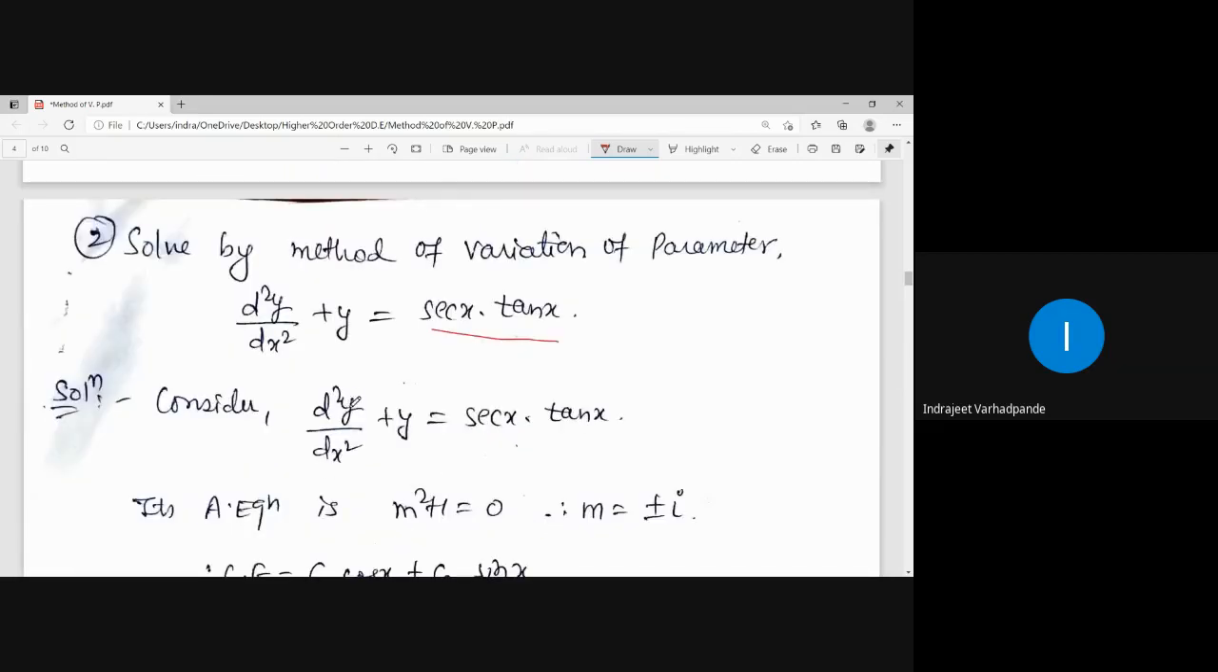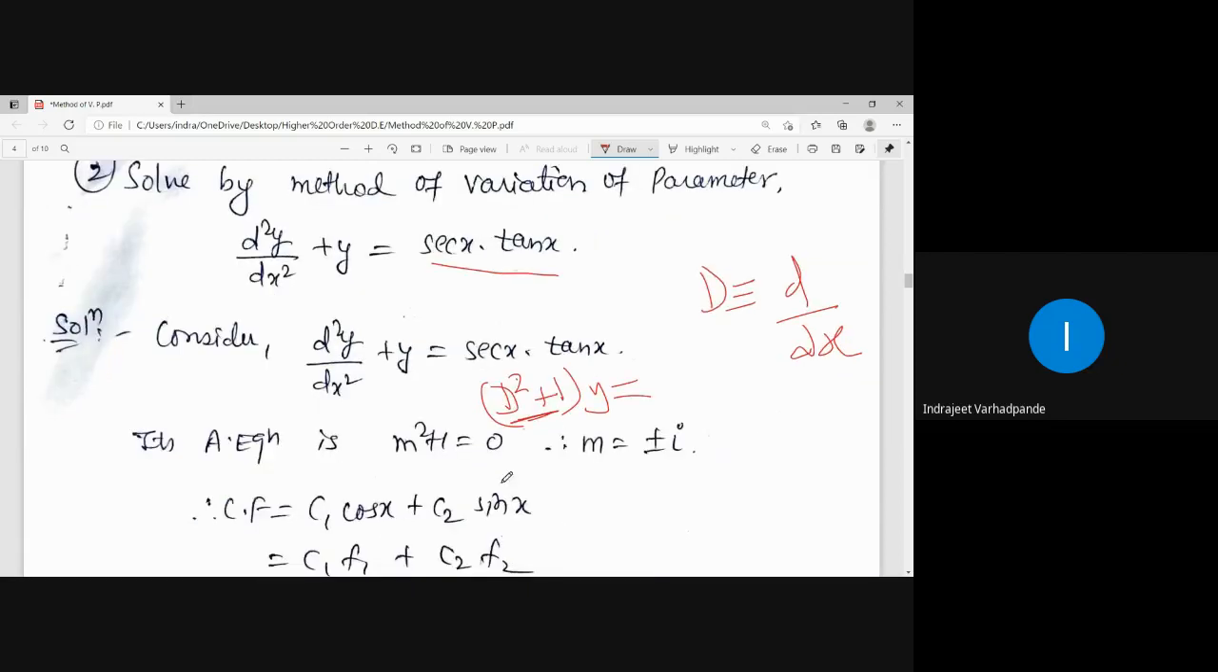Solve d2y by dx square plus y is equal to sec x into tan x. The operator form for this will be d square plus 1 whole multiplied by y is equal to sec x into tan x. What does D represent? D represents d by dx. For calculation of the complementary function, this should be equated to 0. In the auxiliary equation, replace d by m. So m square plus 1 equal to 0. Negative value, m square is equal to minus 1.